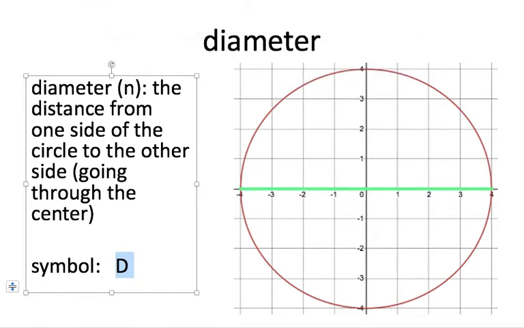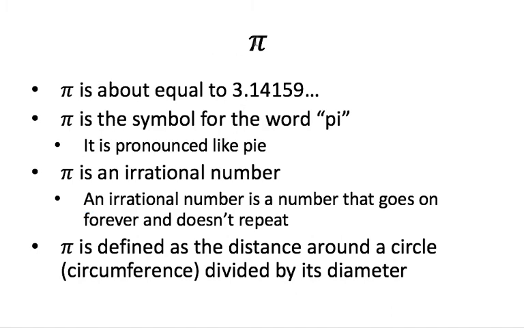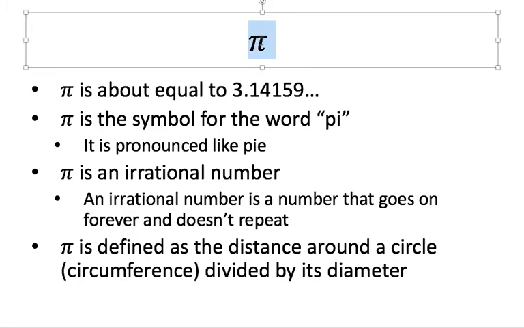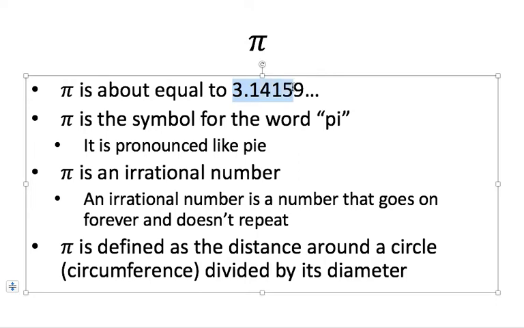All right, last, let's talk about pi. This is actually the symbol for pi. Pi is about equal to 3.14159, etc., etc., etc. It keeps on going. Like I said, that is actually the symbol for pi. It's pronounced just like this right here, pi.